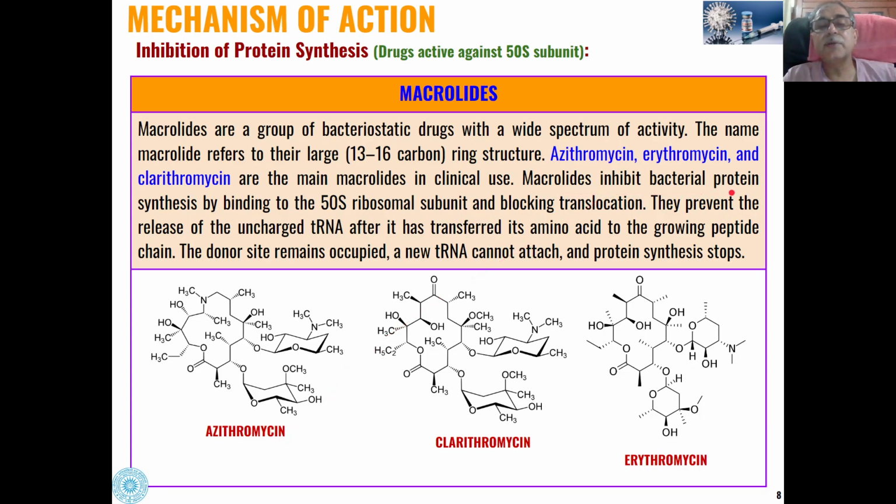Again, they inhibit bacterial protein synthesis by binding to the 50S ribosomal subunit and they block translocation of the RNA. So they prevent the release of uncharged tRNA after it has transferred its amino acid to the growing polypeptide chain.